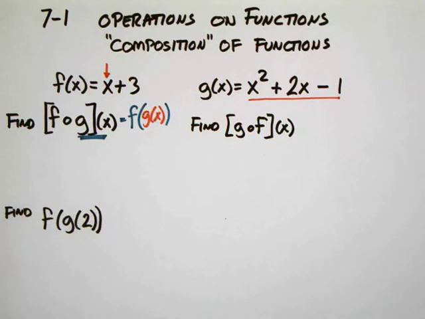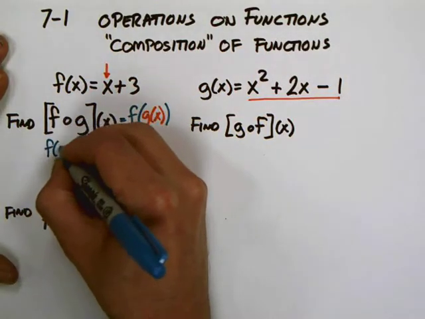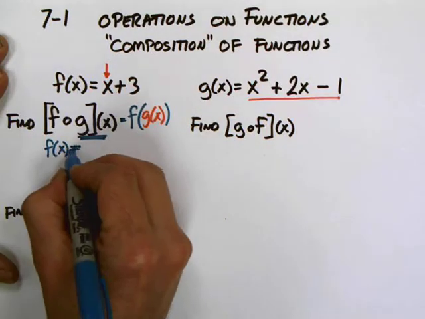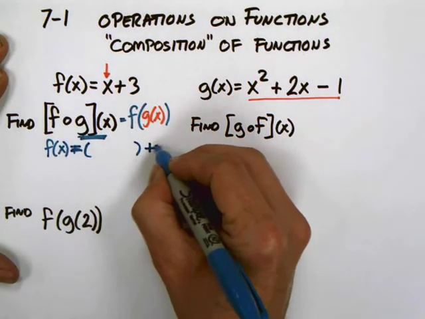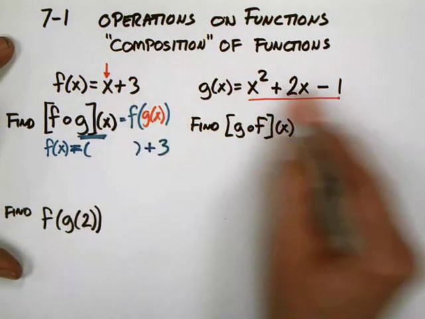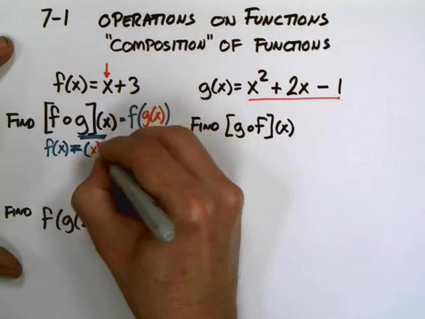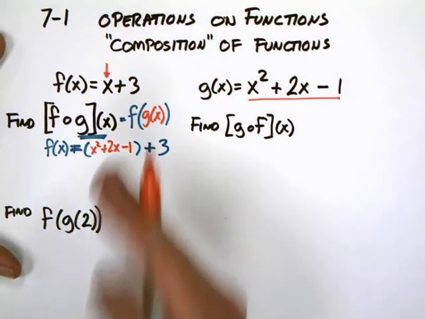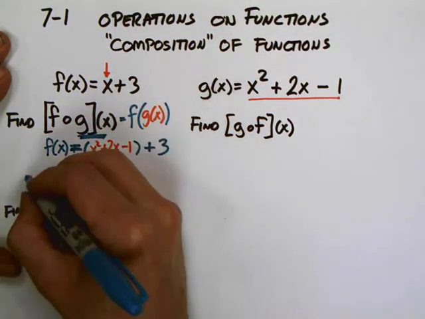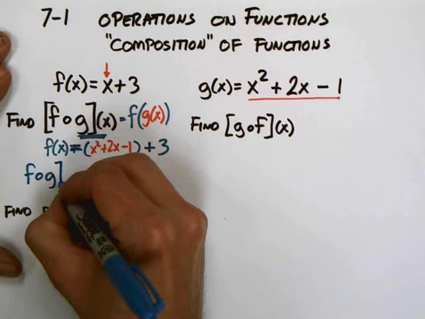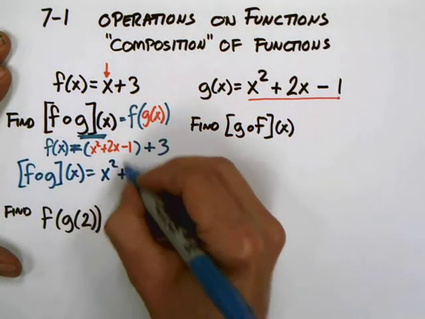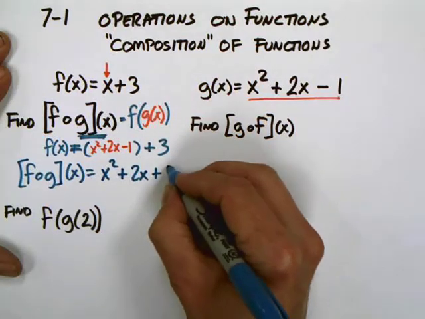So what would it look like? Well, since f of x is worth x plus 3, I want x plus 3. But instead of that x value that I have up here, I want all of this. So I need x squared plus 2x minus 1 plus 3. So I can simplify, and it's going to look like this. F of g of x is going to be worth x squared plus 2x plus 2.